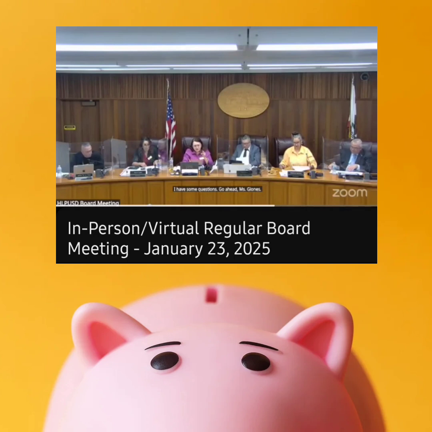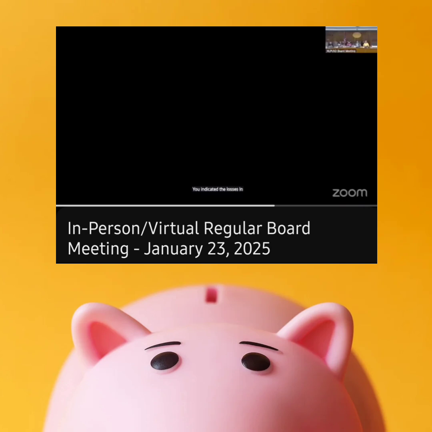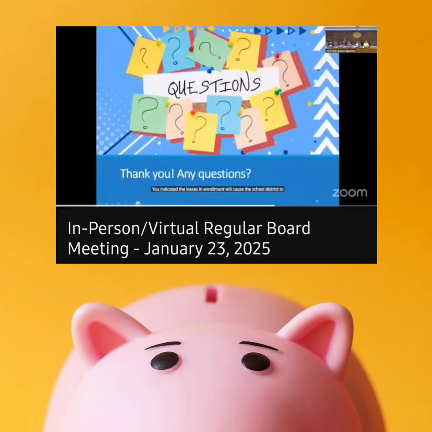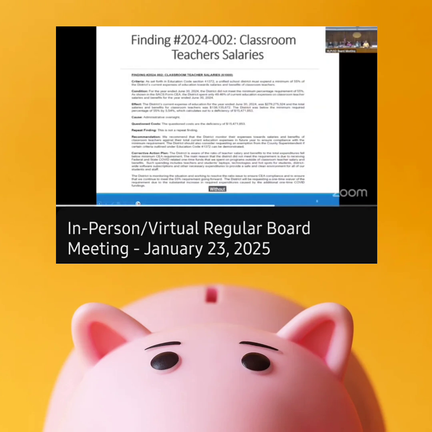On page 10, you indicated the losses in enrollment will cause the school district to lose operating revenues without necessarily permitting the district to adjust fixed operating cost. Can you explain that in basic terms? On the long-term declining enrollment, your statement on page 10 states losses in enrollment will cause a school district to lose operating revenues without necessarily permitting the district to adjust fixed operating cost.